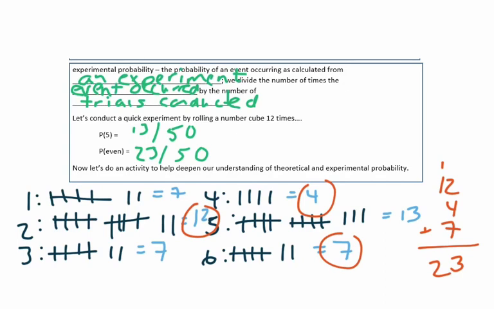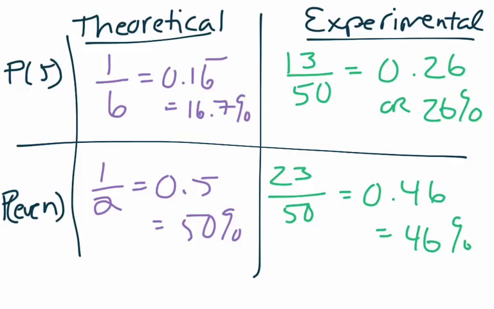That happens when we do this activity in class too. I've had trials with classes where we haven't rolled a 3 at all, and the kids start to wonder if the die is a real die because we'll roll it like 30 times and never get a 3. So experimental can be a little bit unpredictable.